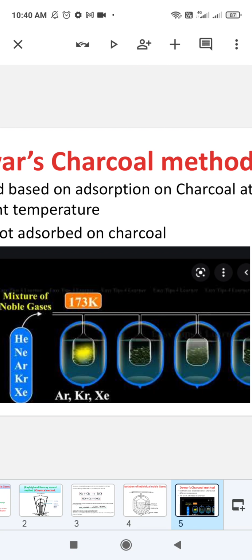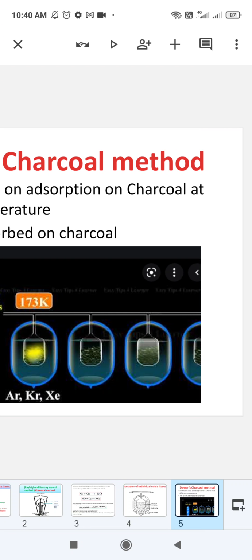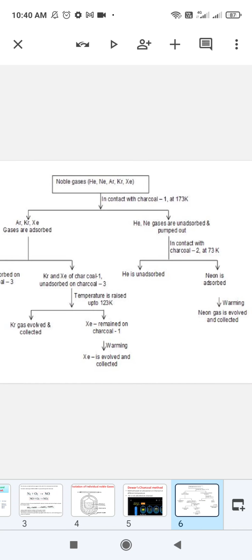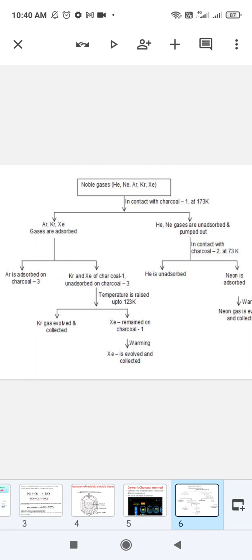Again this gas is passed through the next Dewar bulb containing charcoal, then neon is adsorbed and we can isolate helium very easily. Similarly, by changing the temperature we can also separate the mixture of argon, krypton and xenon. See the flow chart of the steps. First of all, we pass helium, neon, argon, krypton and xenon into a Dewar bulb and keep the temperature at 173 Kelvin. Only argon, krypton and xenon are adsorbed in the charcoal, and the remaining gas coming out consists of neon and helium.